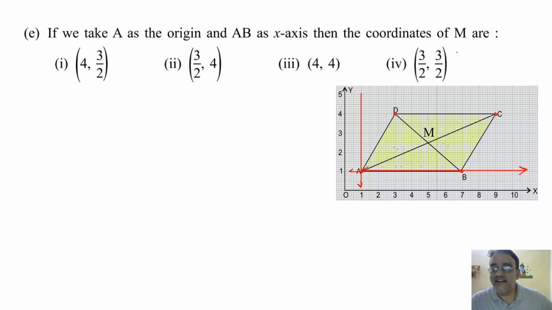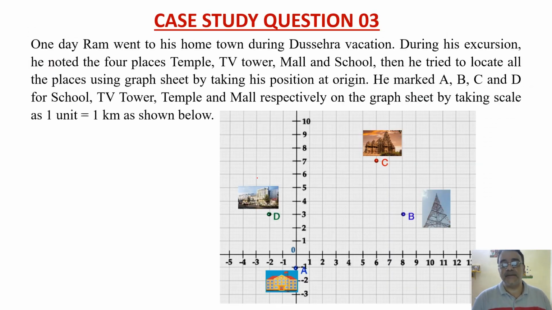Then the coordinate of M. M क्या हो जाएगा? This coordinate. See, हाँ ये वाला यहाँ से यहाँ तक देखो ये 4 है, ठीक है? This is 4 and this is 1/2. 1/2 means 3 by 2. So which option is the correct one? Option A. Right, first option, correct. Now we are moving toward the next case study question. Case study question number 3.